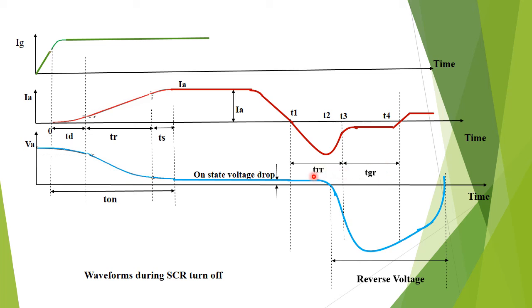Now the sum of TRR and TGR gives you the turn-off time. The turn-off time interval exists from T1 to T4. It can also be defined as the instant at which the anode current becomes 0 to the instant at which all the charge carriers are removed from the junctions. At T4 the SCR is completely turned off, and after T4 the forward voltage can be applied to the device.